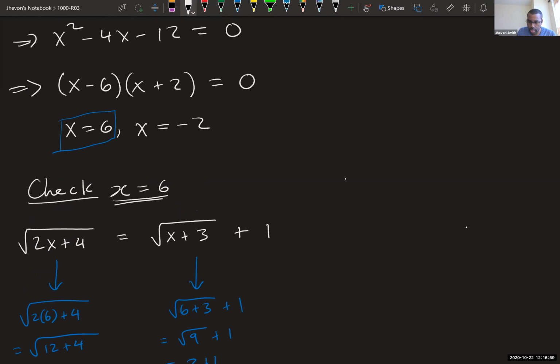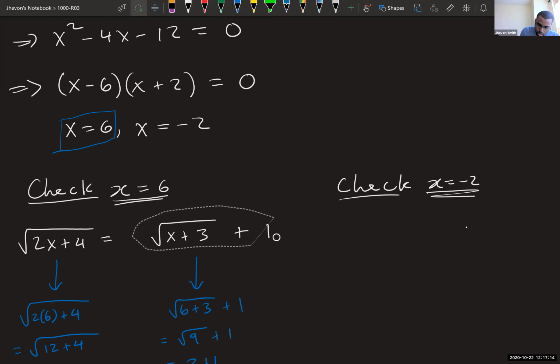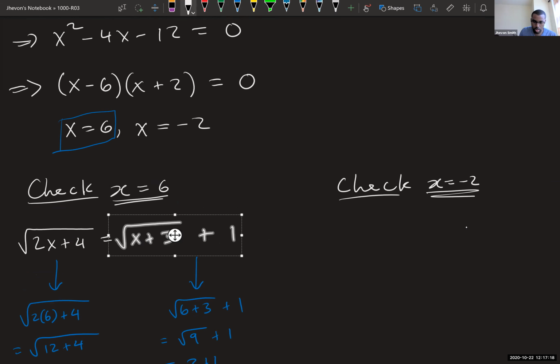Now I want to check x equals -2. Okay, so let me squinch this up a little bit more.